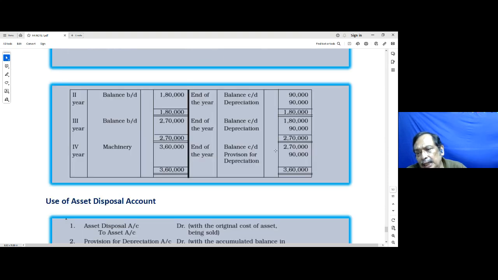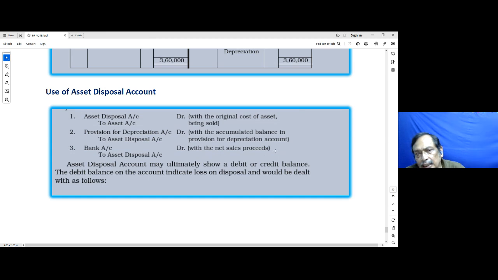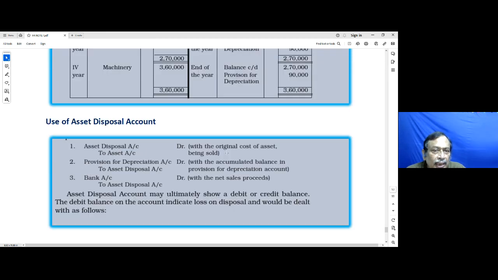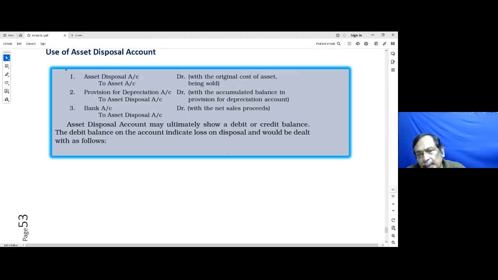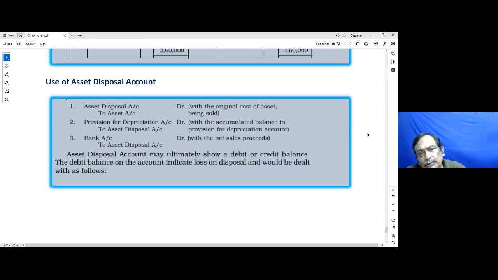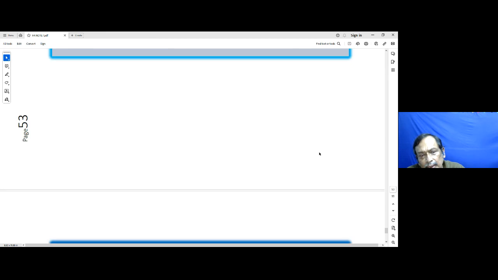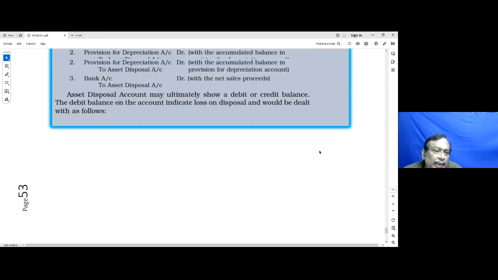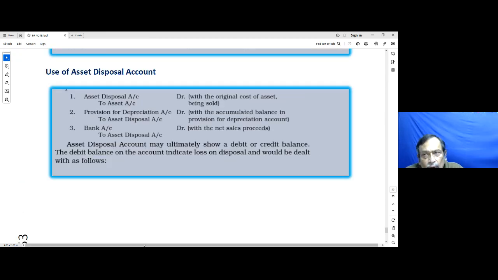So these are the entries which actually take place. As far as providing for depreciation is concerned, we'll be using the asset disposal account. We'll be discussing it in the next class. Hope you have understood what I have discussed today.